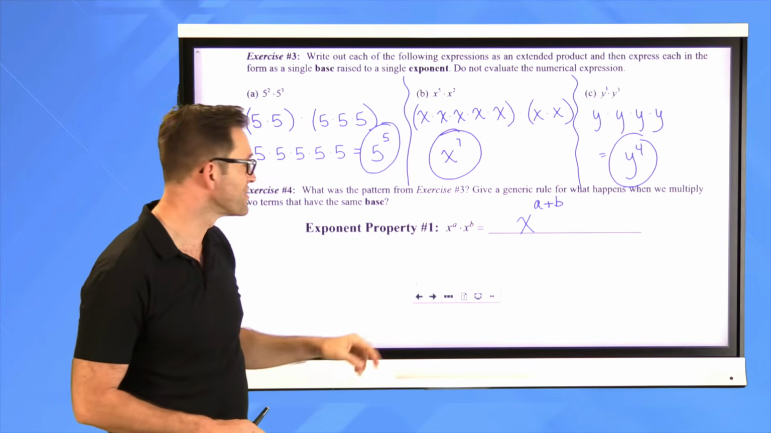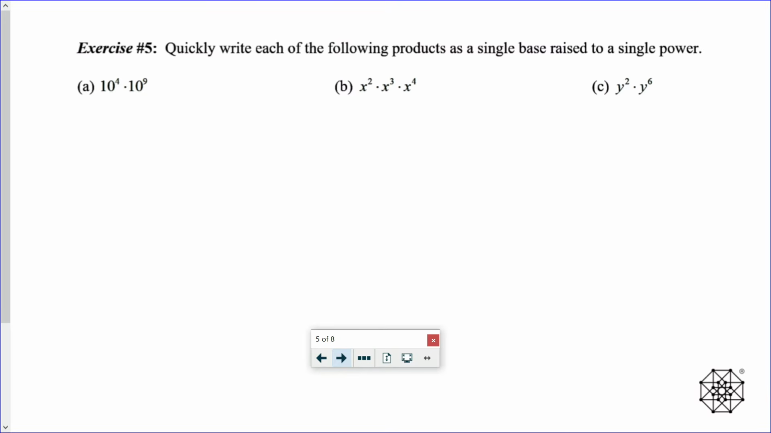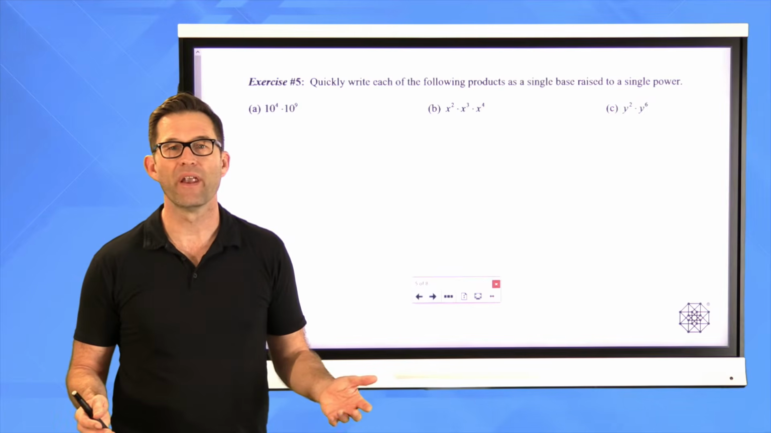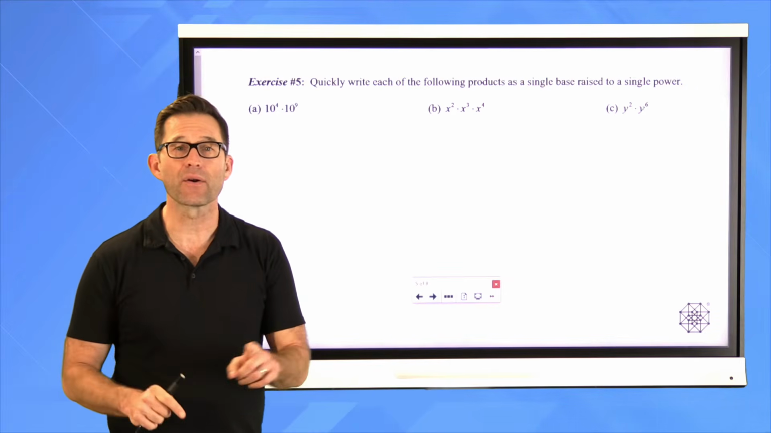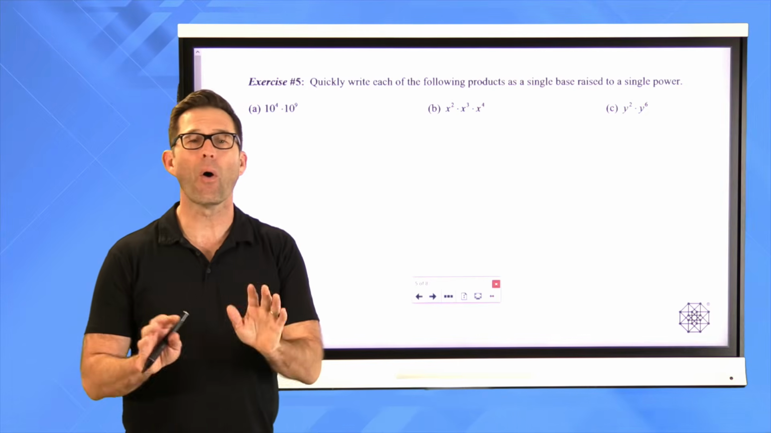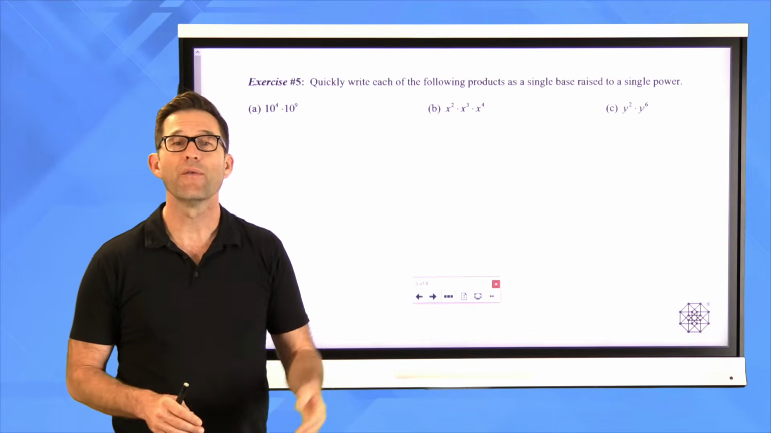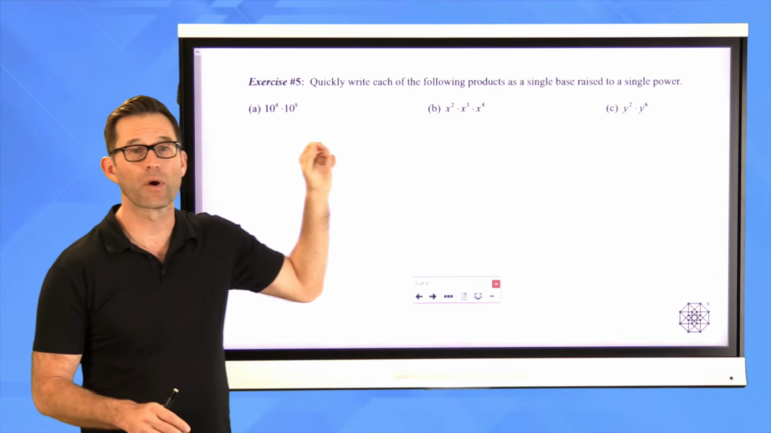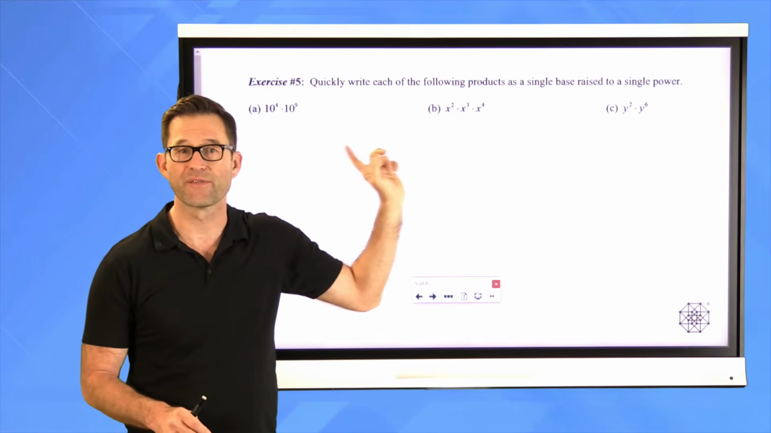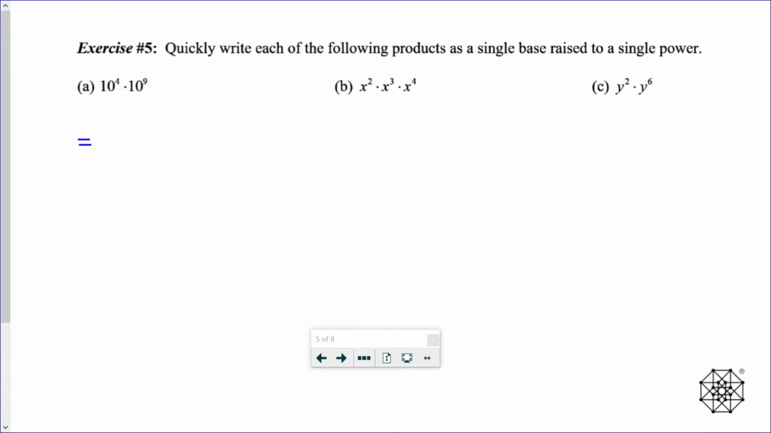So let's see if we can use this exponent property to do some additional work. Exercise number 5. Quickly write each of the following products as a single base raised to a single power. All right, simple enough. Now, by the way, it doesn't matter whether the base is a number or whether the base is a variable. Remember, all variables are numbers that you don't know. So if it works for a number you don't know, it's going to work for a number you do know, and vice versa. So let's take a look at letter A. Okay, in letter A we have 10 to the fourth times 10 to the ninth.